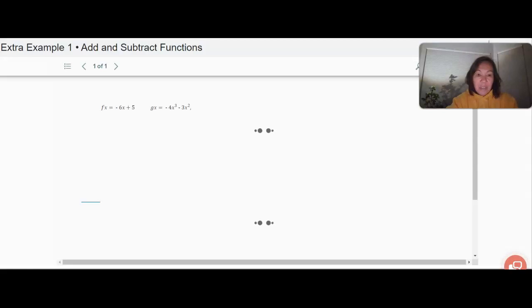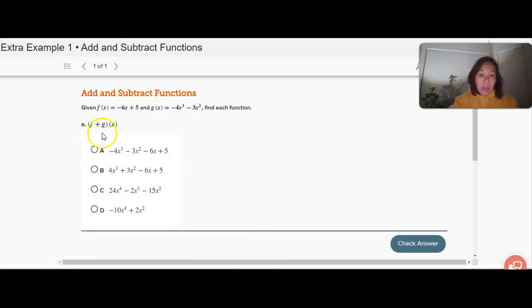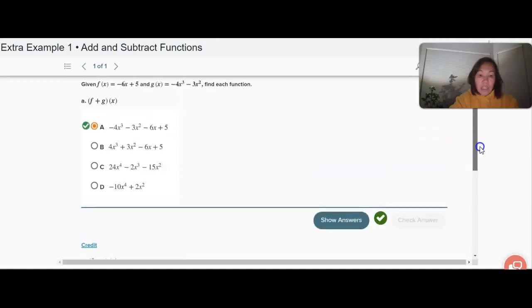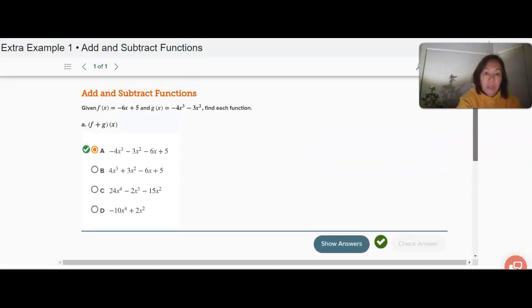Let's see if they give us subtraction. So again, if we're adding them together, we're just combining like terms. So adding these two would give us negative 4x cubed minus 3x squared minus 6x plus 5, which would be that one right there. If we are subtracting these two functions, so f minus g of x, let's just do that really quick.